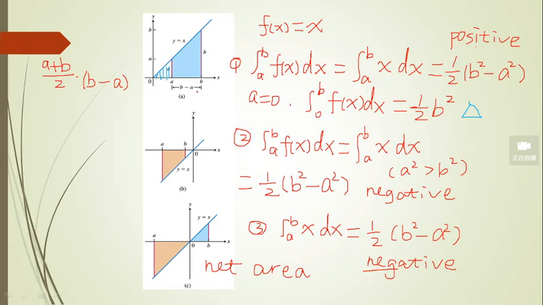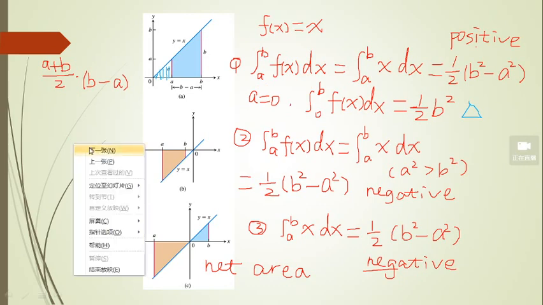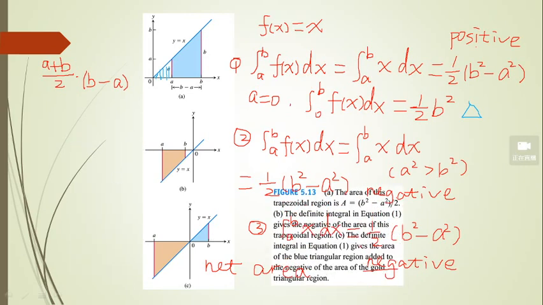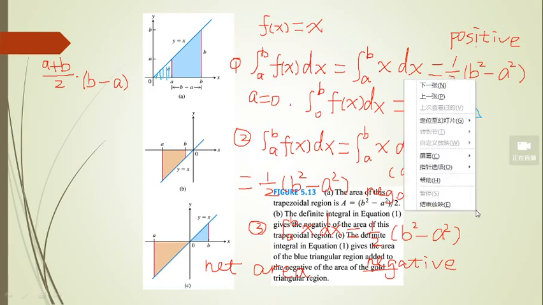So from those three graphs, as a and b change, both the lower and upper limits change, and of course the areas are different, right? So the definite integral gives a number, but it depends on the lower and upper limits, and also depends on the function, right? So we can read some explanation for those three graphs here.